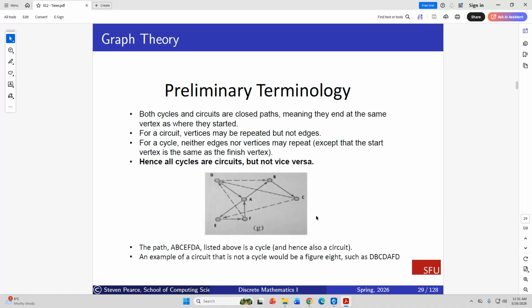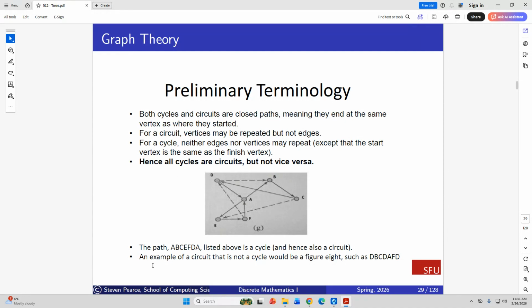This is very important. Both cycles and circuits are closed paths, meaning they end at the same vertex as where they started. For a circuit, vertices may be repeated but not edges. For a cycle, neither edges nor vertices may repeat, except that the start vertex is the same as the finish vertex. Hence, all cycles are circuits, but not vice versa. Remember this. If you really understand these definitions, then this bold sentence will make sense to you.